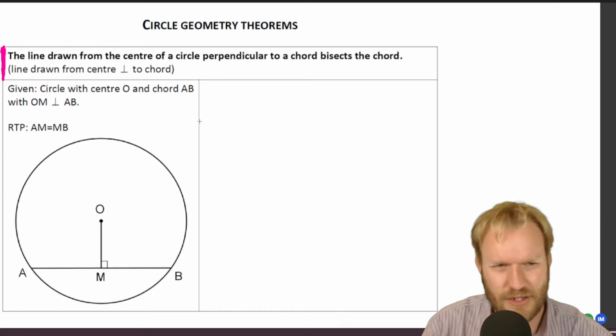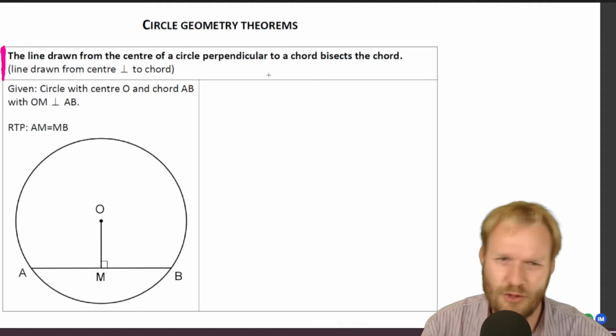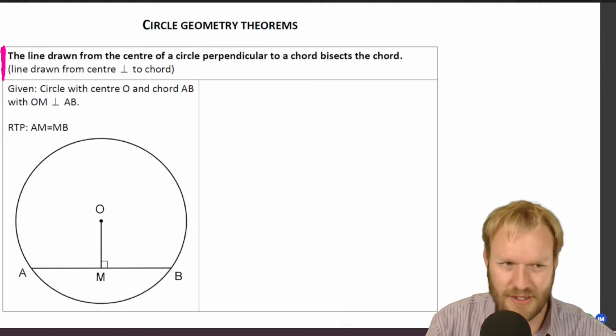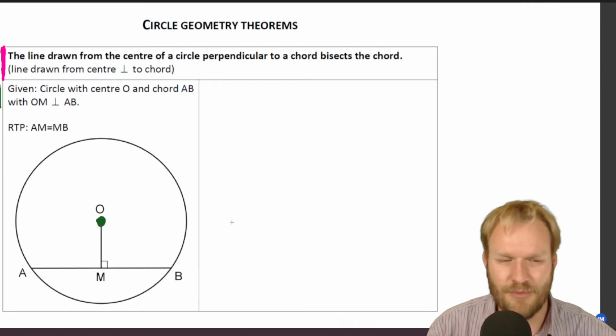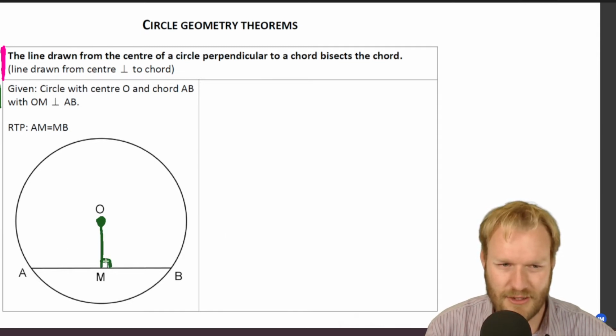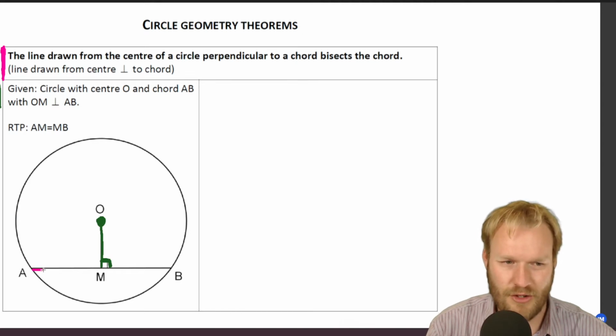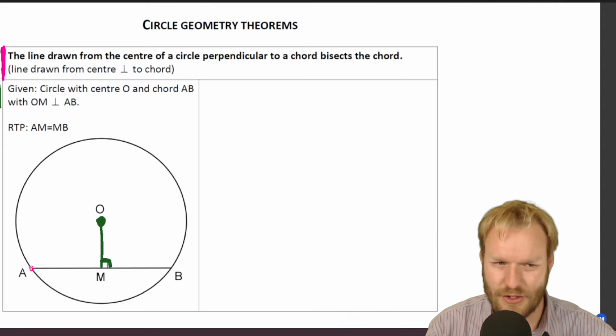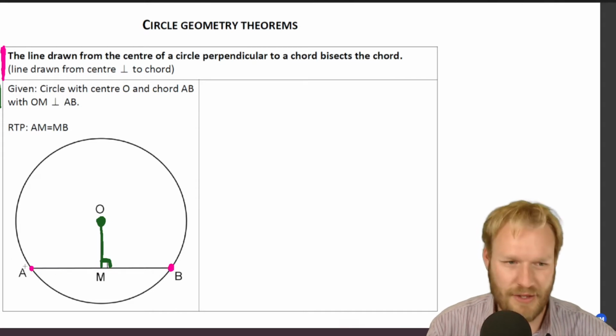So in this one, we've got this theorem that says that the line drawn from the center of a circle perpendicular to a chord bisects the chord. In other words, what you're given is that you've got some sort of circle. It's got the center O, and if we draw a line down here, and it is at right angles, it's perpendicular to a chord, and a chord goes from one part of the circumference to another, and it forms a very straight line.